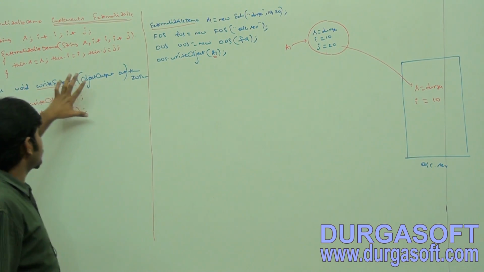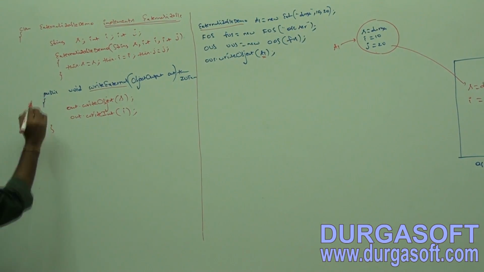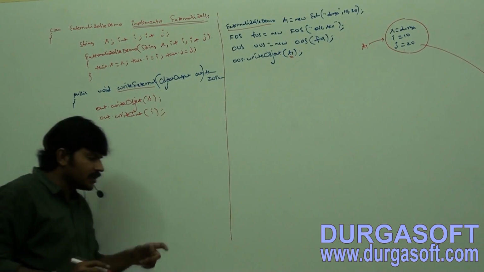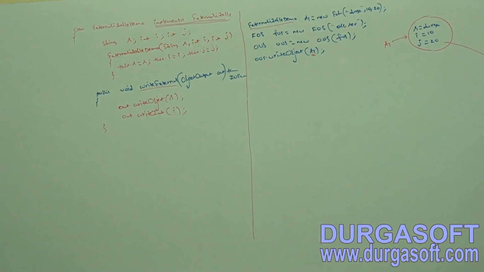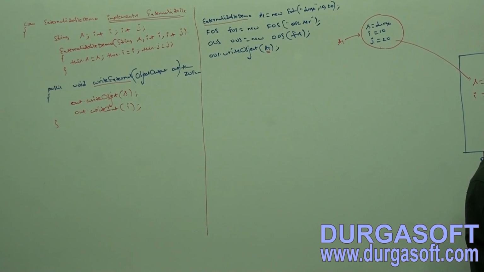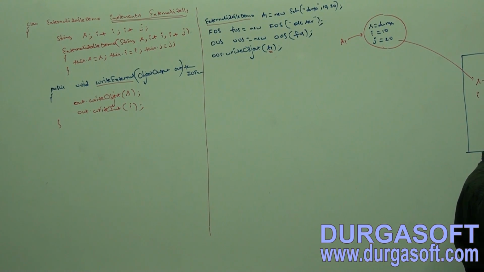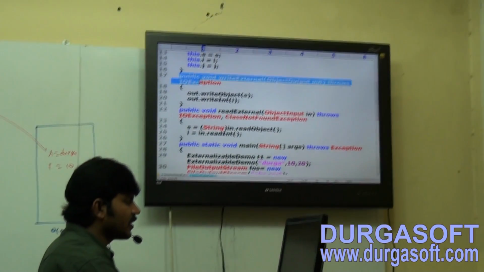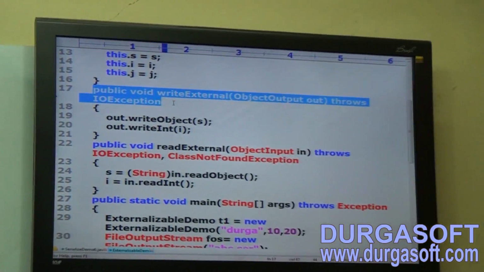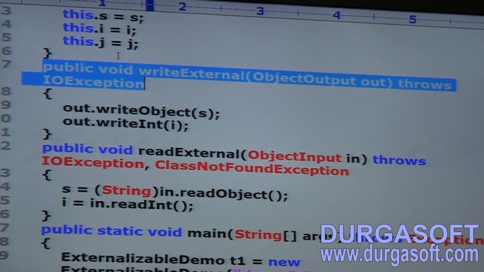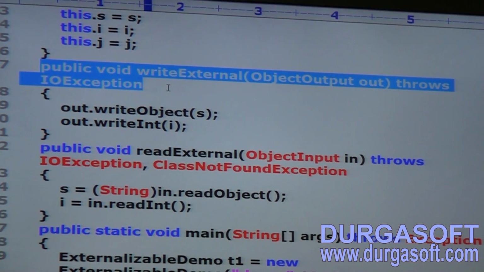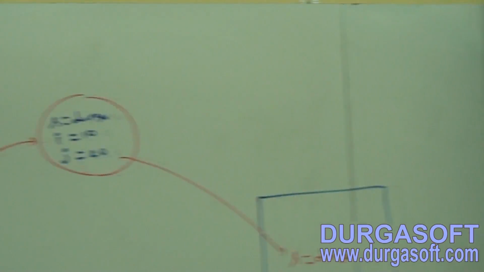Now, sir, the first half of the cinema is completed. So better to take first this method, public void writeExternal of ObjectOutput out throws IOException. You can take it even from the screen also. Only that method, and it is better to highlight it within a box.